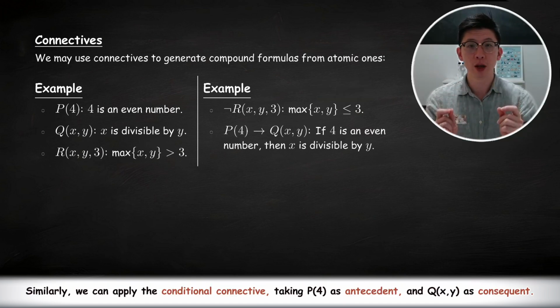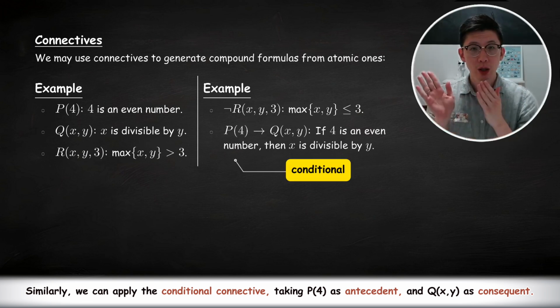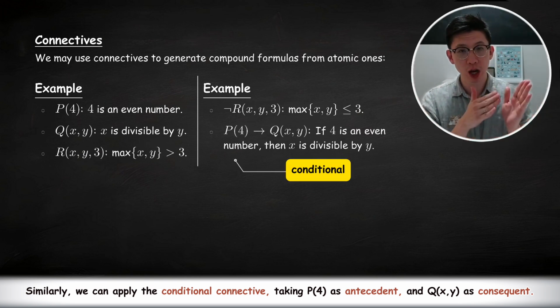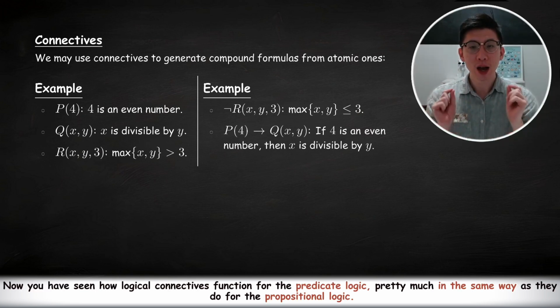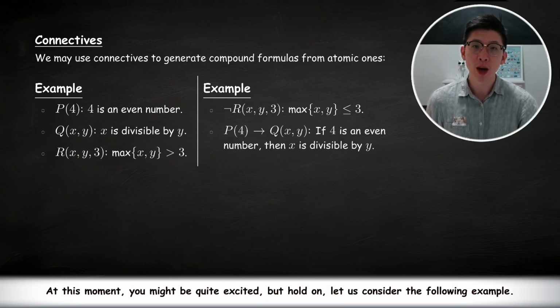Similarly, we can apply the conditional connective, taking P4 as antecedent and Qxy as consequent. This reads, if 4 is an even number, then x is divisible by y. Now you have seen how logical connectives function for the predicate logic, pretty much in the same way as they do for the propositional logic. At this moment, you might be quite excited. But hold on, let us consider the following example.